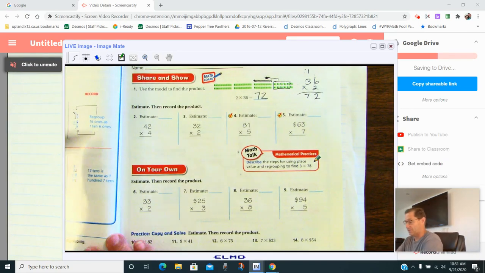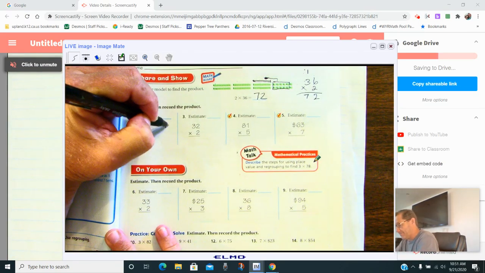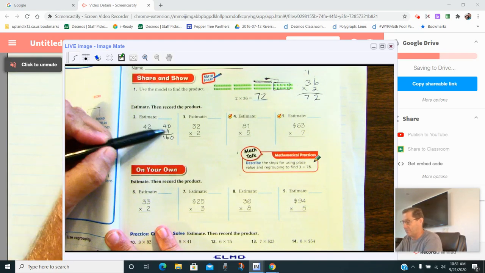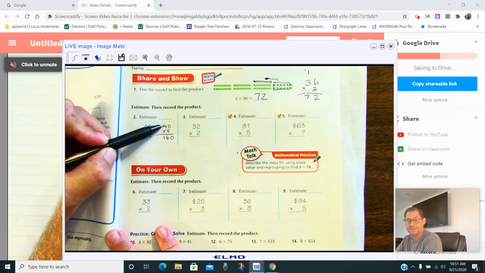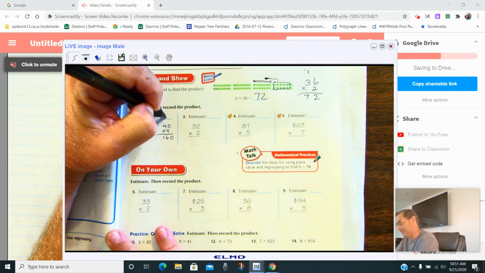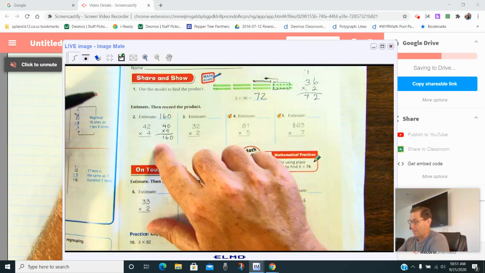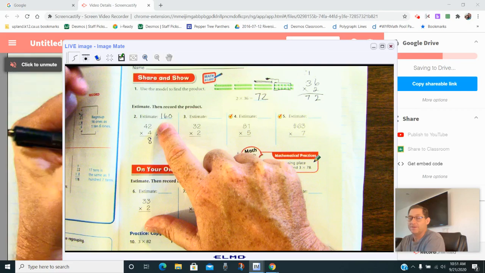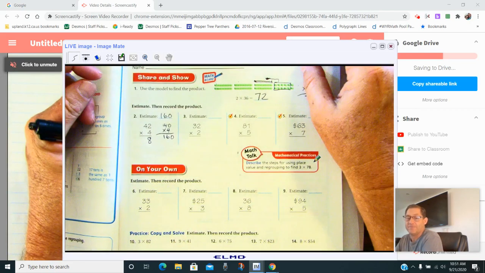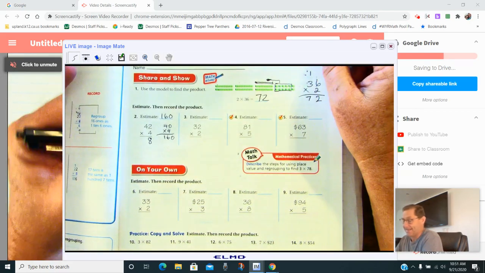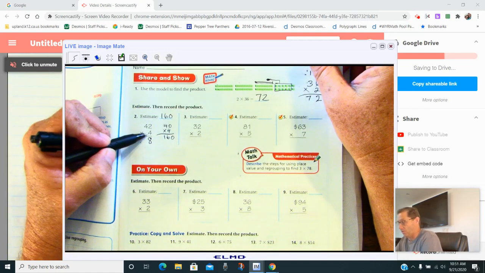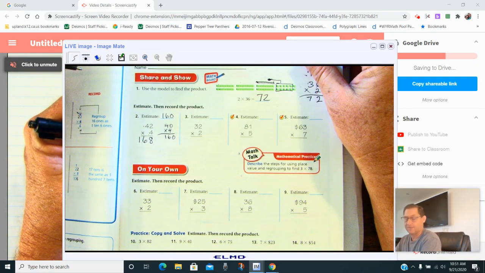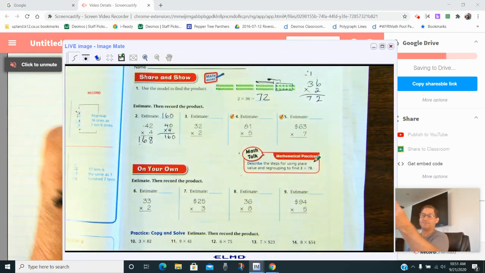Number 2. So our estimate would be 40 times 4, which gives us 160. 4 times 4 tens, 16. 16 tens, 160. Okay, so let's multiply the ones. 4 times 2 gives me 8 ones. I'm not going to trade any of those ones, I'm not greater than 10. So now how many tens? 4 times 4 tens, I get 16 tens. Okay, 168 is close to 160.